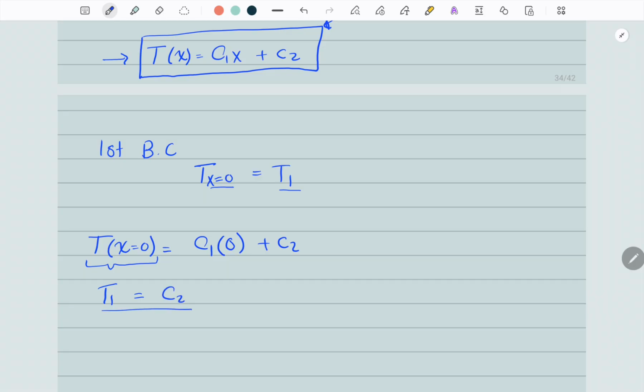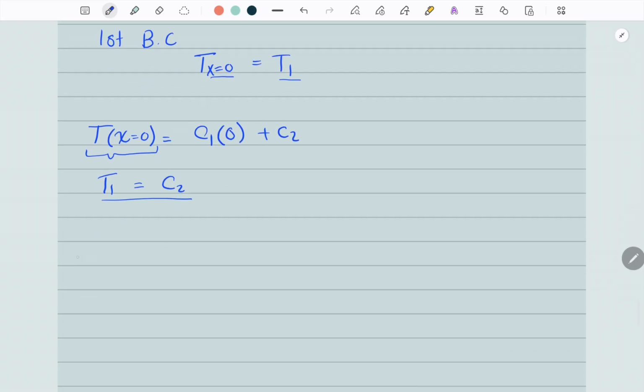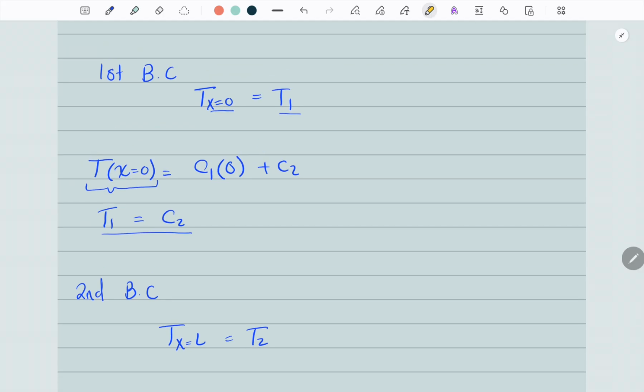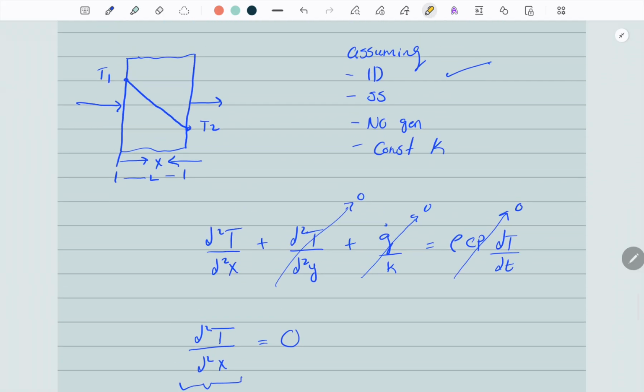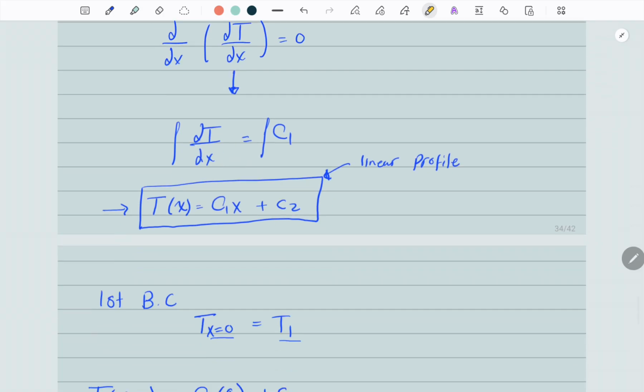Okay? Now, the second boundary condition is the temperature at x equals L equals T2. If you go back to the diagram, x equals L is at this point here. The temperature at that point is T2. Okay?